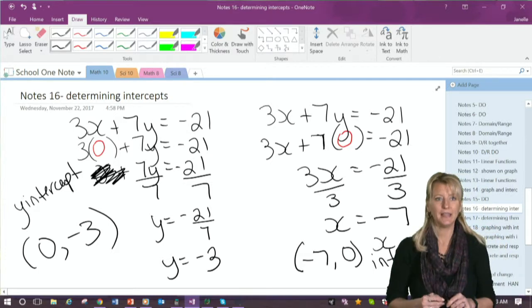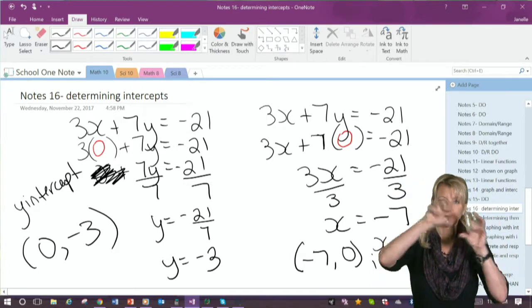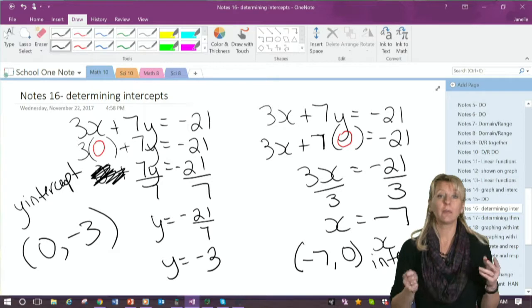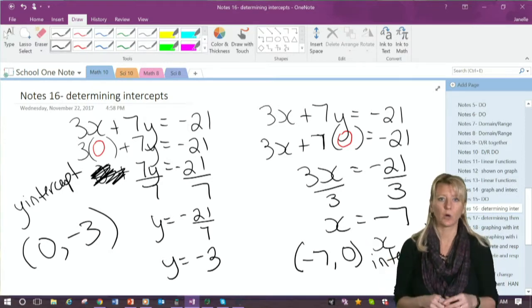Boom, done. So then what you would do is probably plot those 2 points and then draw your line there. Or they might just say, what's the x-intercept, what's the y-intercept? You do the math, you don't have to actually draw that, okay?